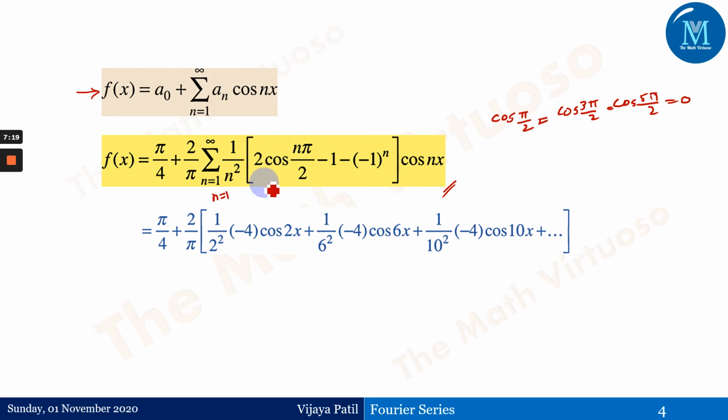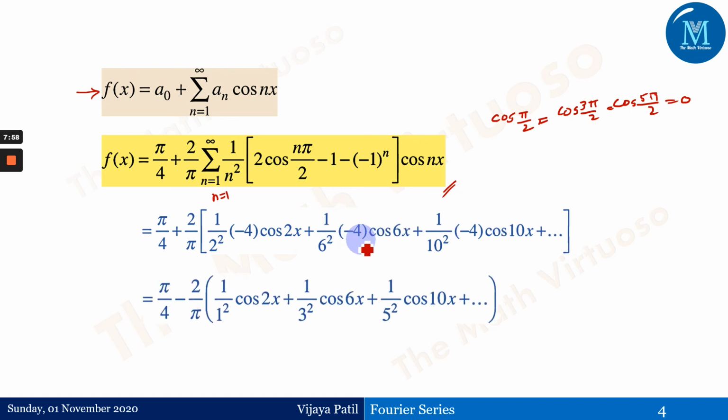And that means when I am getting n equals 1, n equals 3, n equals 5 and so on, I'm going to get this entire term equal to 0. So for n equals 1, 3, 5, 7 and so on, odd numbers, cos of n pi by 2 by n pi by 2 will move to 0. This will not matter a lot, because it is like minus 1 to the power n. Either it will be minus 1 plus 1 which will move to 0, or minus 1 minus 1 which will move to minus 2. And therefore this is cos of 2x, cos of 6x and so on. So this is what we are going to get.